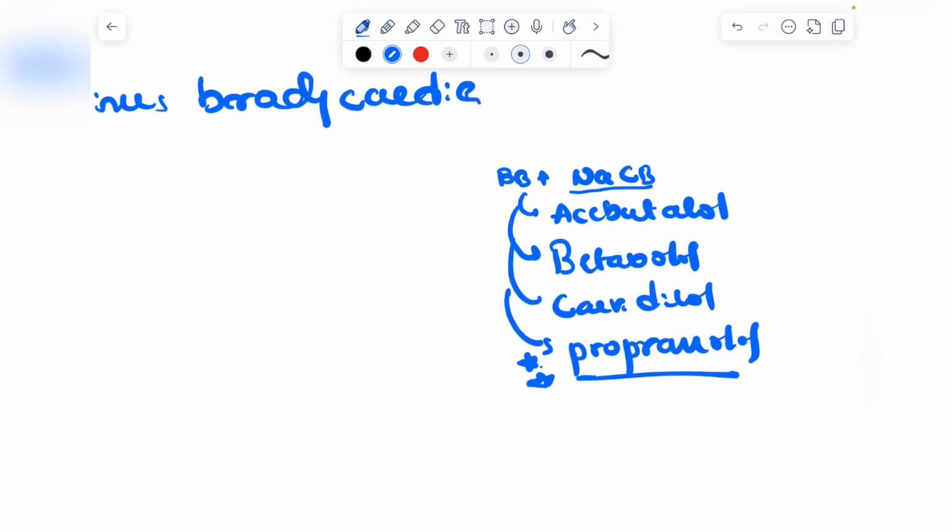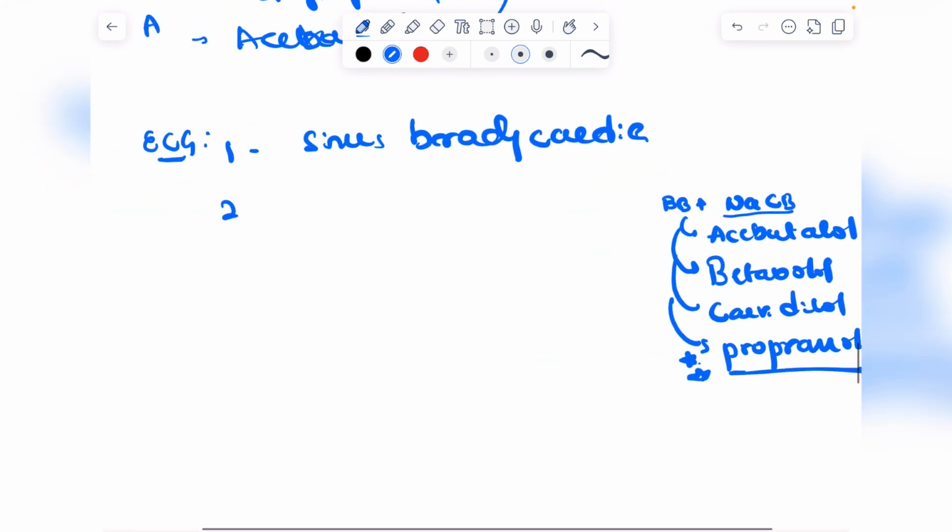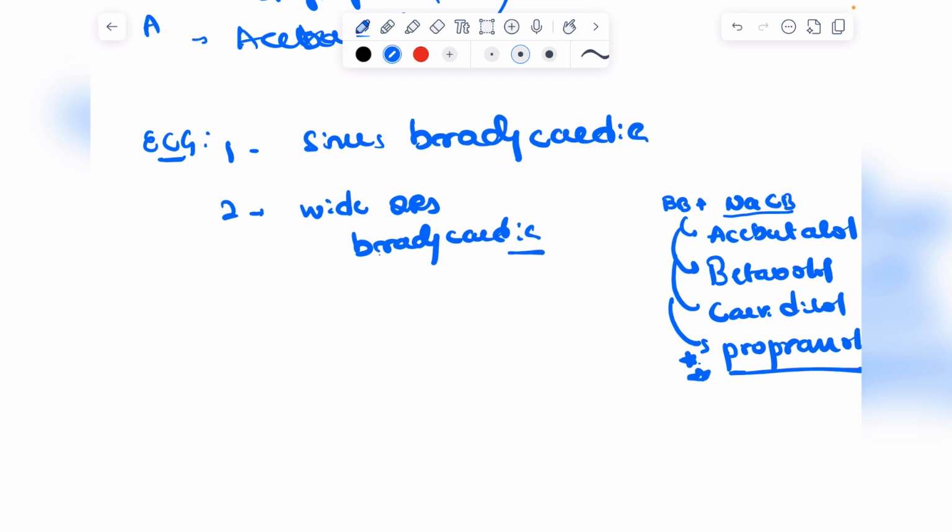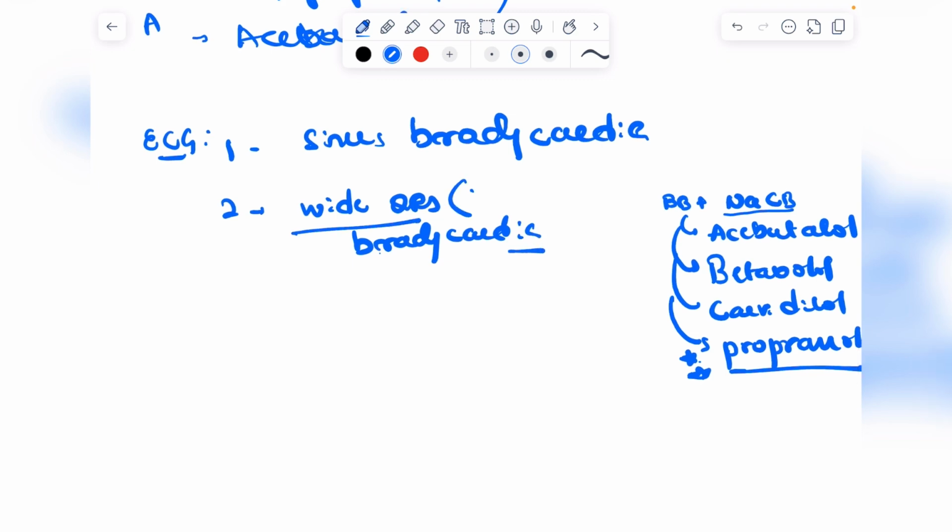Sodium is very important in phase 0 of the cardiac action potential cycle. Sodium influx is very important to have an action potential. So when the sodium channel is blocked, there is an increased duration of the action potential, so there is widening of the QRS complex. You will get wide QRS bradycardia. There will be bradycardia because of beta blockade property, and wide QRS, which means QRS duration more than 120 milliseconds.